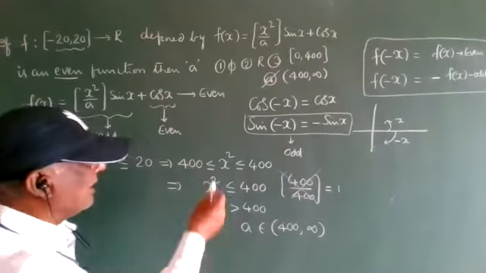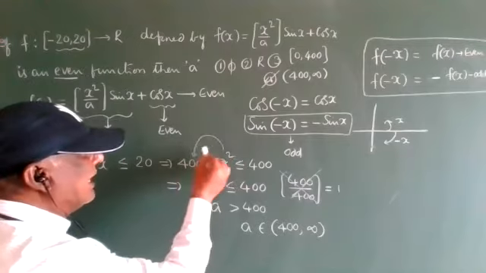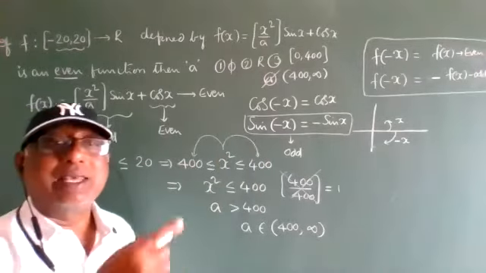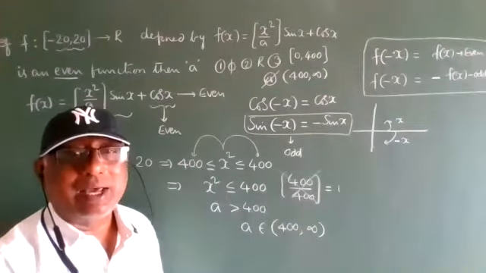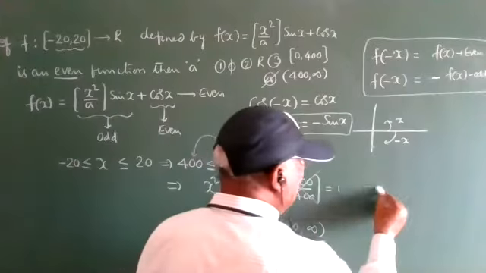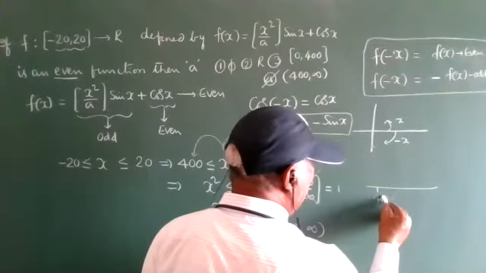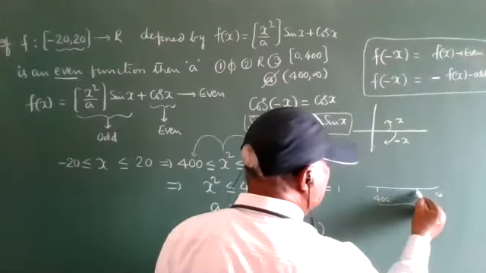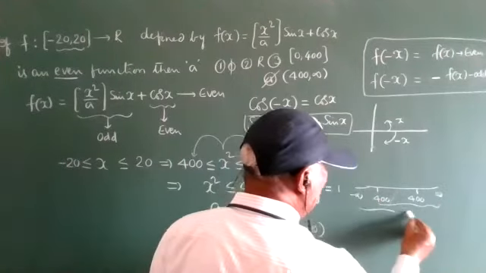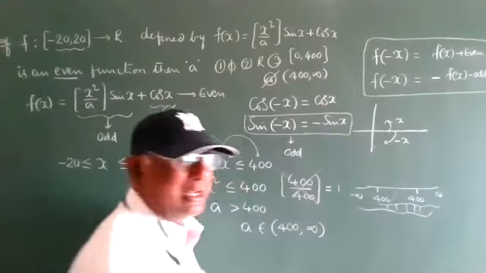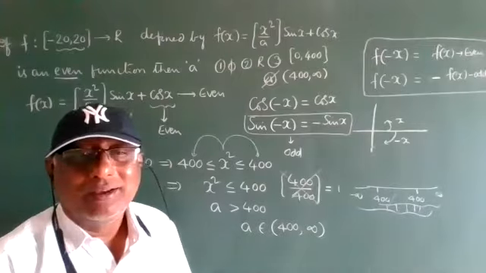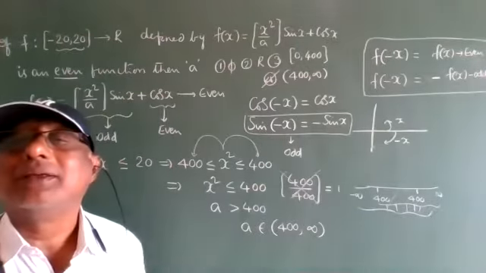Here it is not less than 400. X square is greater than 400. X square is less than 400. Okay? Greater than 400 means 400 to infinity, and less than 400 means minus infinity to 400. Now see what is common: 400 to 400 is the common. That means 400 only.